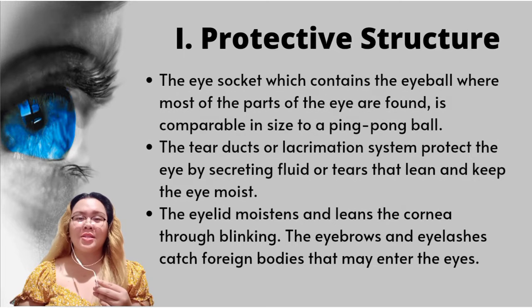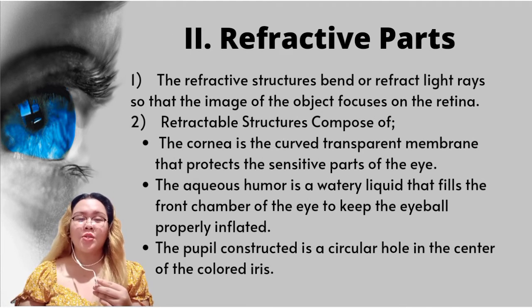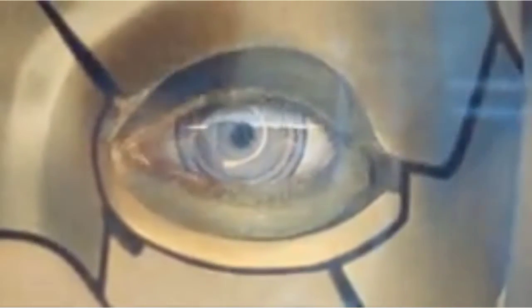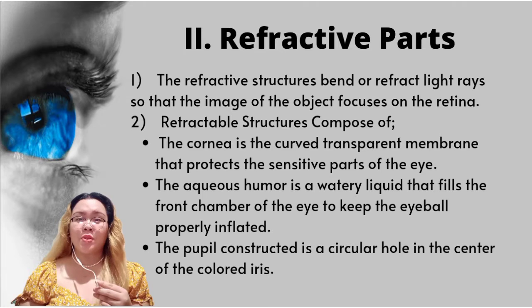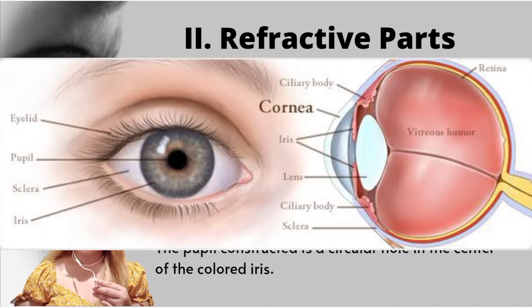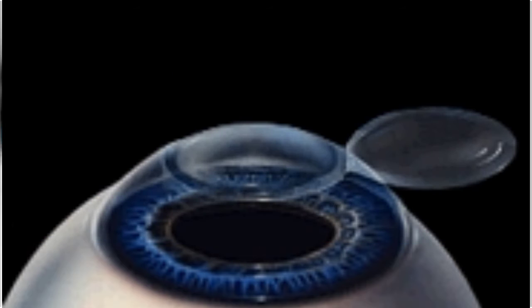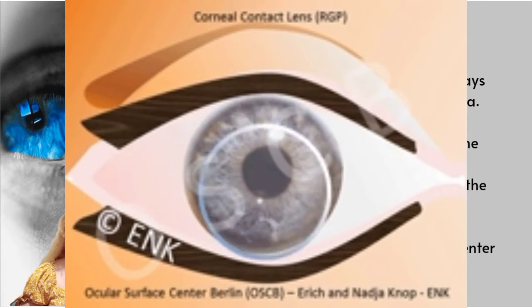Alright, so the second physiological system in vision is the refractive parts. Refractive structures bend or refract light rays so that the image of the object focuses on the retina. The refractive structures are composed of the first one, the cornea, which is the curved transparent membrane that protects the sensitive parts of the eye. It is the front window of the eye that starts the process of vision by bending the light rays into patterns or images.